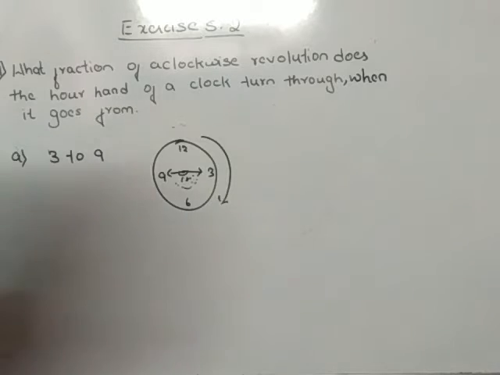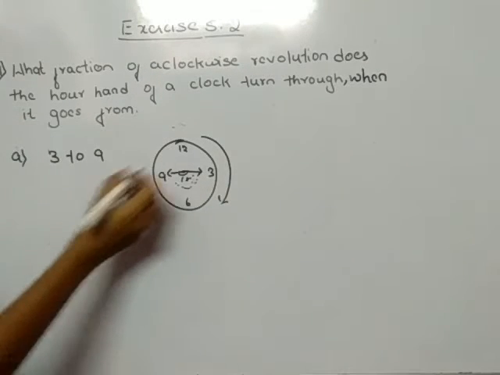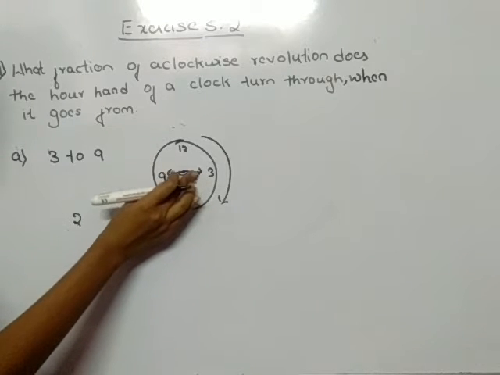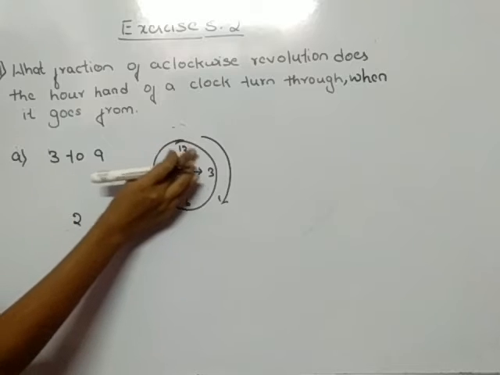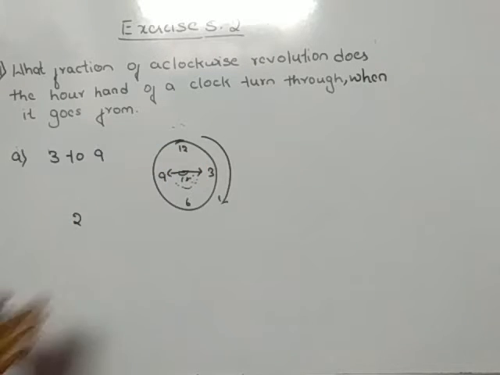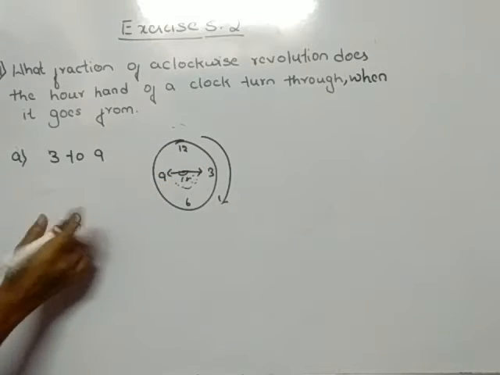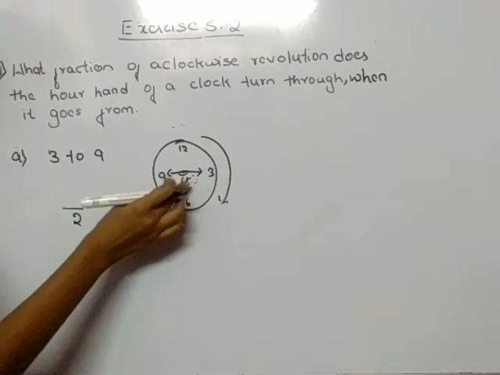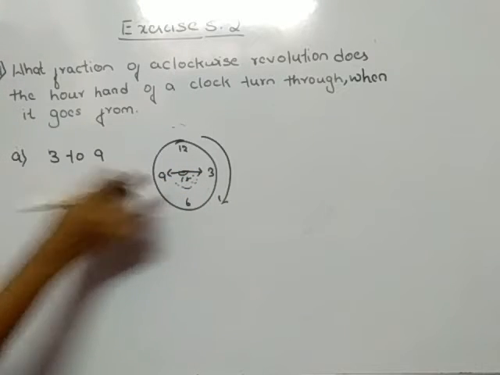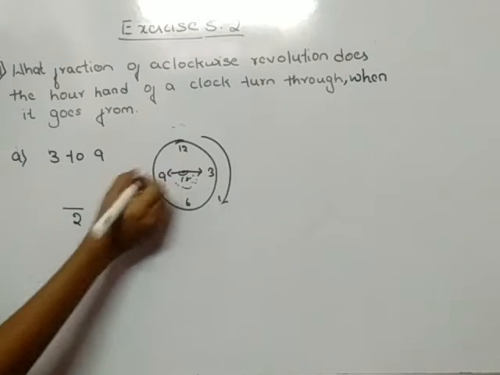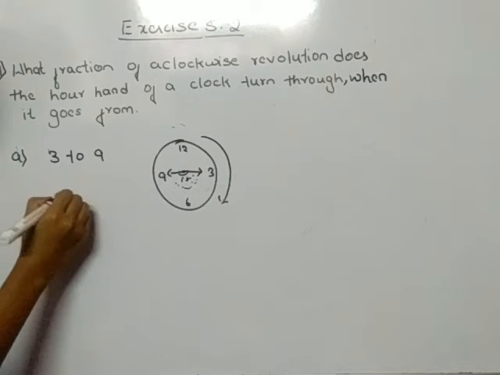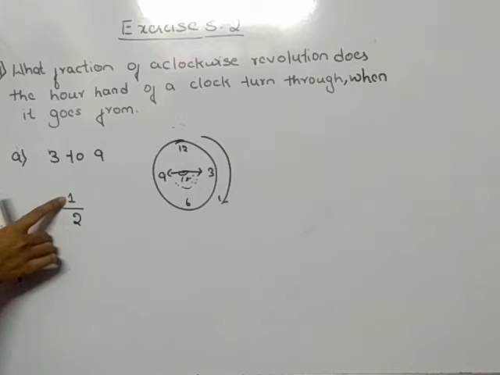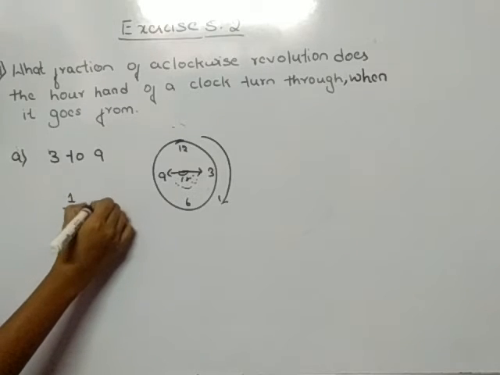So we'll write here we require totally 2 straight angles to make one complete revolution. If it started here, then the hour hand should come and end at the 3 only, right? But it ended at the 9 here. So out of 2 straight angles only it completed rotating from 3 to 9. That means only one straight angle we are getting, that is only 180 degrees.